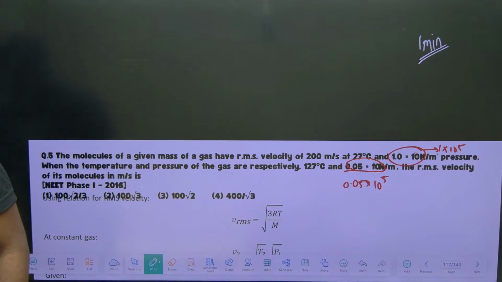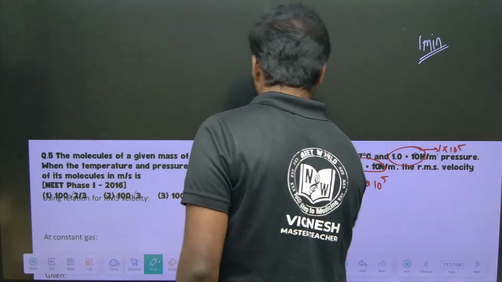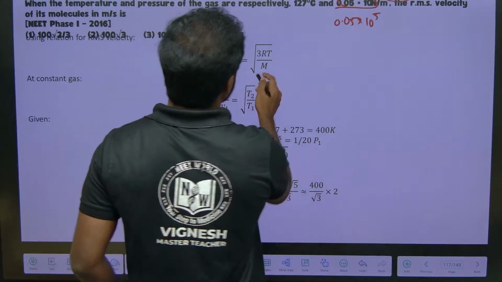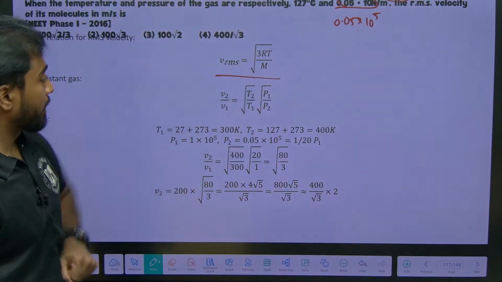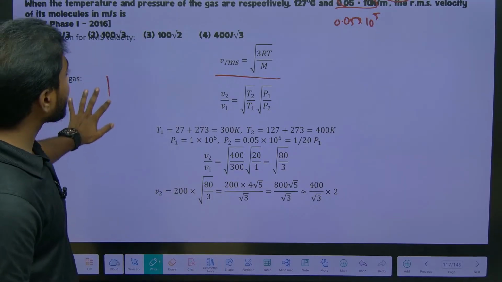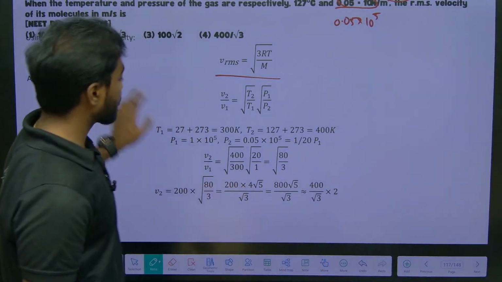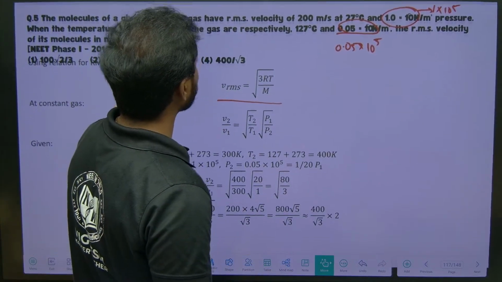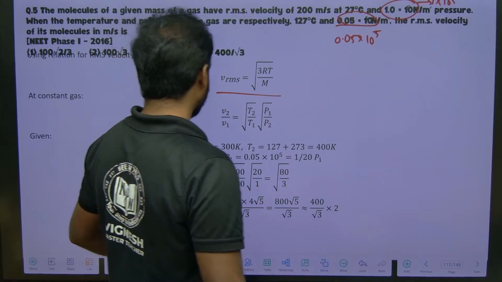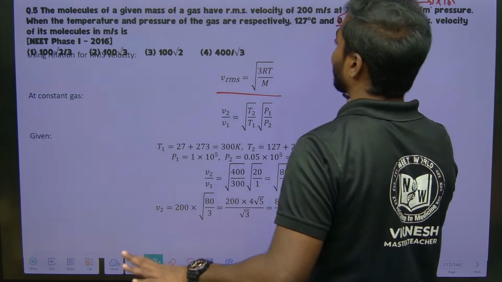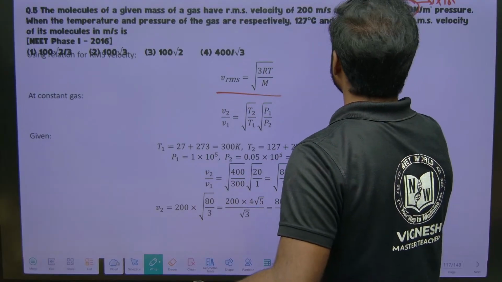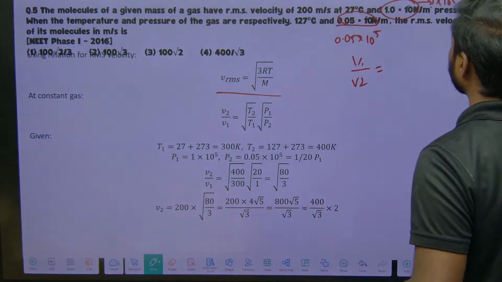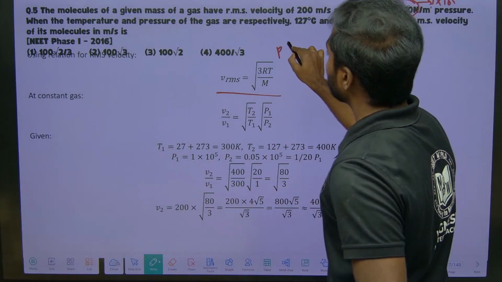Yes, the time is up. So VRMS is root over 3RT by M. The temperatures given are 27 and 127 degrees Celsius, and they are asking for the ratio of velocities. So V1 by V2 equals... what is the relation between temperature and pressure? P is directly proportional to T.